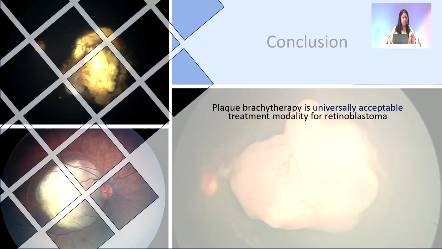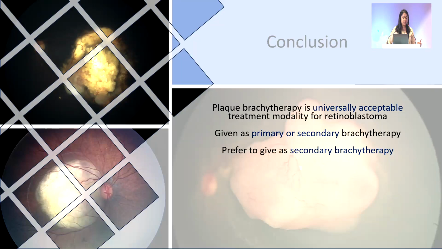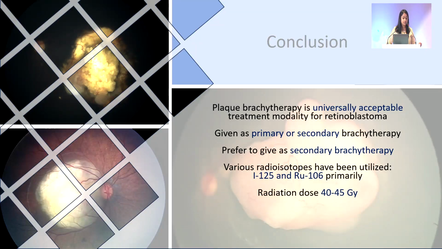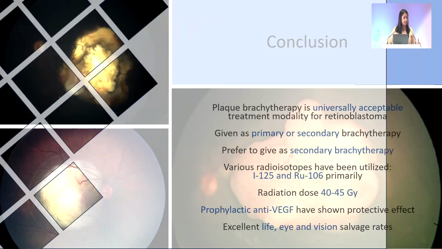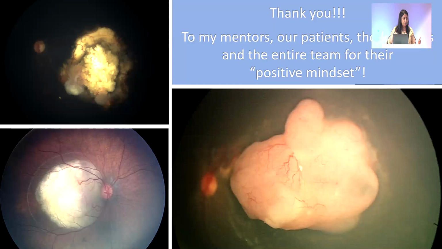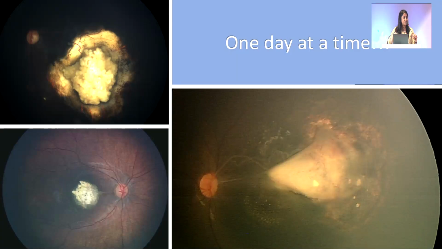So to conclude, brachytherapy is a universally acceptable treatment modality given as primary or secondary, but we prefer it as secondary. Various radioisotopes, iodine and ruthenium primarily, have been used at a radiation dose of 40 to 45 gray, and prophylactic anti-VEGF has shown a protective effect, and excellent life, eye and vision salvage rates can be seen. And I thank you all for listening, my mentors, our patients and their parents, and the entire team for their positive mindset, because everything is all about one day at a time. Thank you so much.